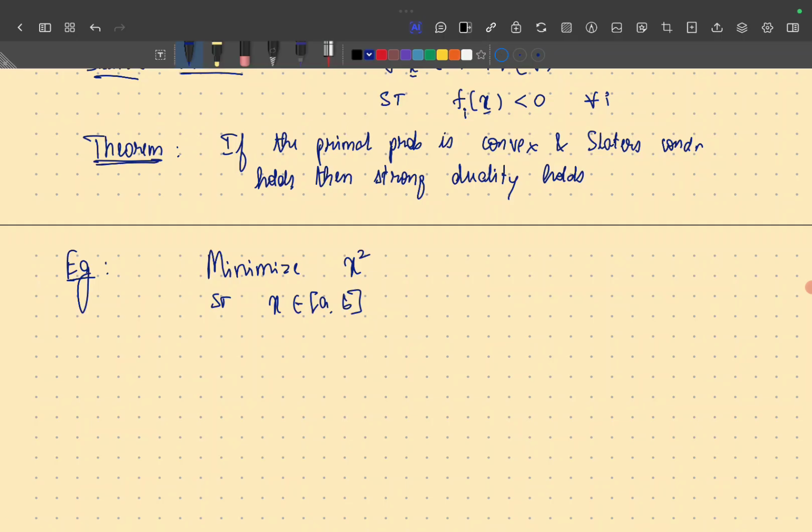We have to be a little careful. If 0 belongs to the interval, then it's 0. Correct. So if the signs of a and b are opposite, or if a is negative and b is positive, then the minimum is equal to 0. Otherwise, it's the minimum of a square and b square. Again, I'm only interested in the minimum value. I don't care about what the minimizer is.